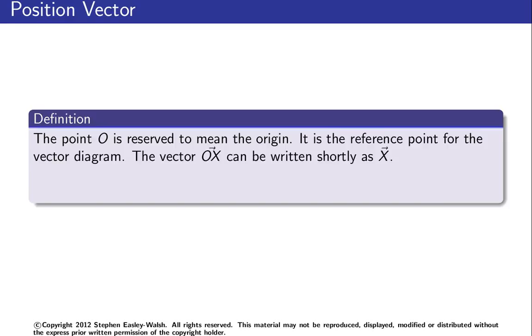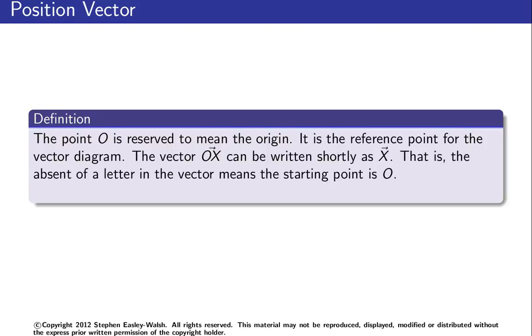The vector OX can be written shortly as X. In other words, if it looks like we're missing a point to define our vector as joining two points, the absent point is actually the point O. You can think of this somewhat similar in algebra. 1x is the same thing as x, so in vectors, OX is the same thing as x. It's not that there's something missing in front, it's just that something is the point O, and for convenience and elegance that is left out.